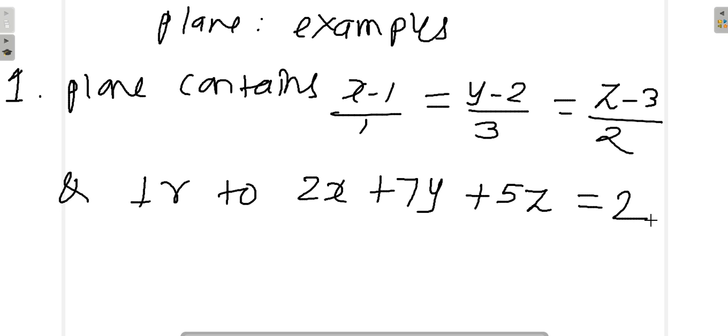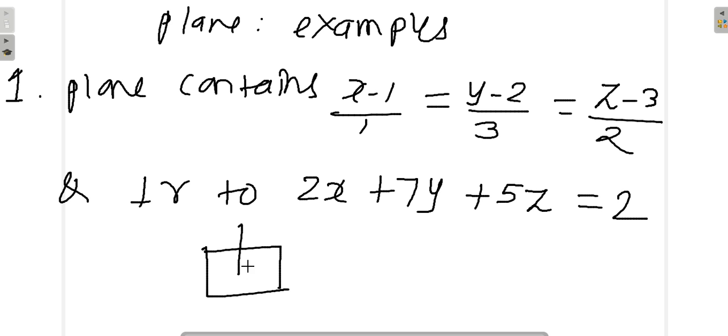Now please see, the plane contains the line means the entire line lies in the plane. So the point 1, 2, 3 on the line also lies in the plane. Secondly, the vector 1, 3, 2, which is a vector along the line, is also parallel to the plane. If two planes are perpendicular, then normal of one plane will be parallel to another. I hope you understand this.